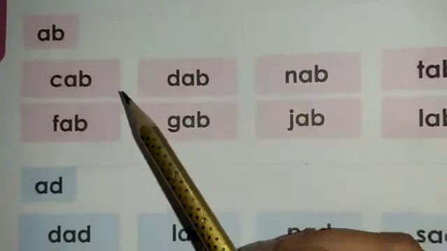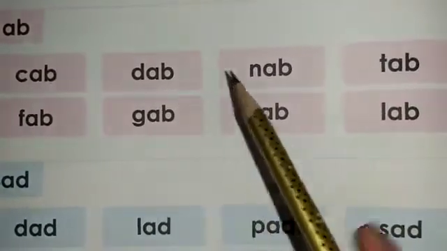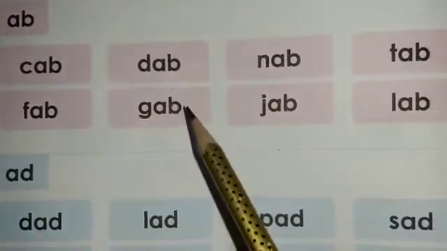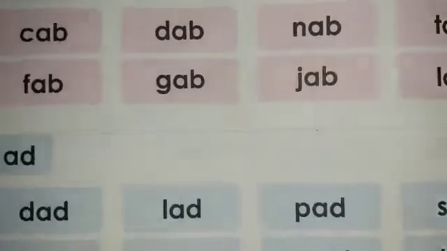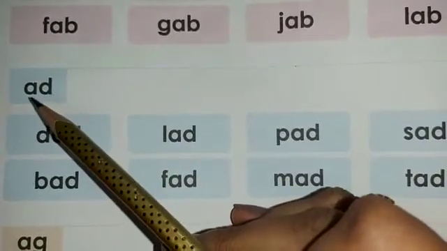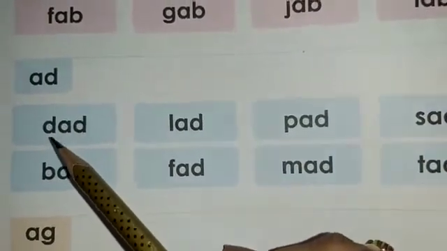So what are the words of A-B cluster? Cab, dab, nab, tab, fab, gab, jab and lab. Okay. Now let's move ahead to the next one. This is A-D. A-D cluster. What are the words we have studied?